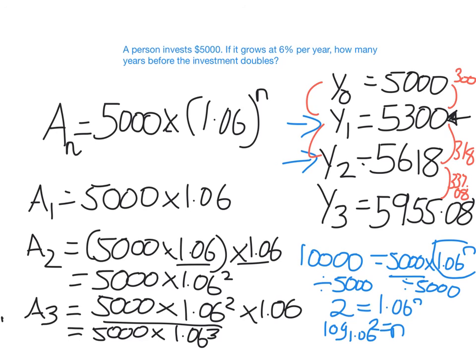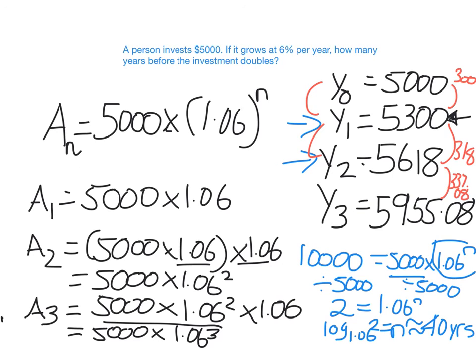And I put that on my calculator. So then, of course, what I put on my calculator, because it only does base 10, is log 2 divided by log 1.06. And the answer I get, and you should get, is approximately 39.52. We need to round that up. So it will take about 40 years for this investment to double.